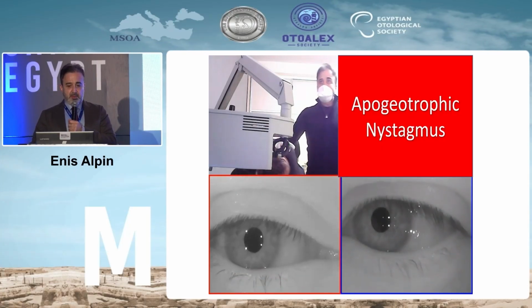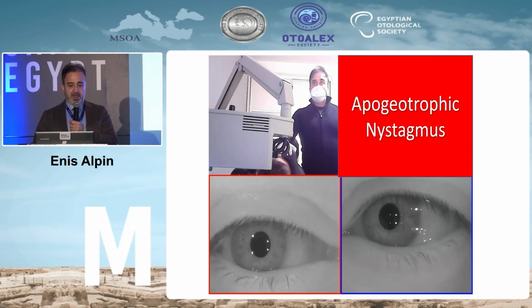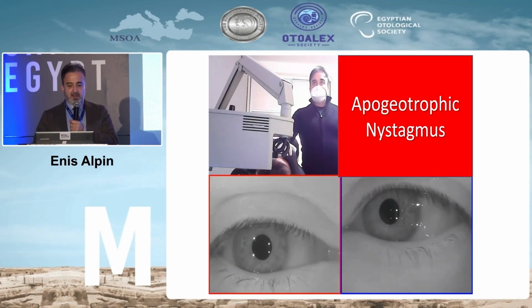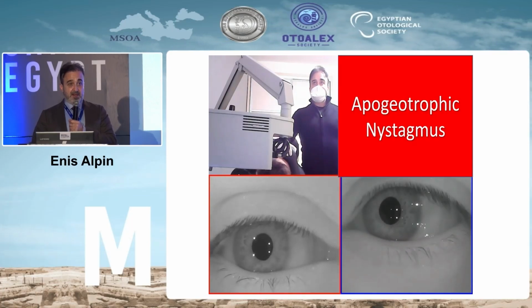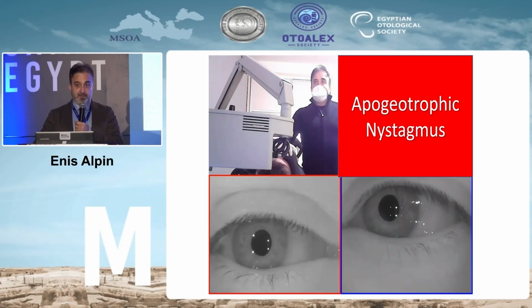And this is an example of apogeotropic nystagmus. The head is switched to the right side, but the nystagmus is towards the left side. This is apogeotropic. Okay?